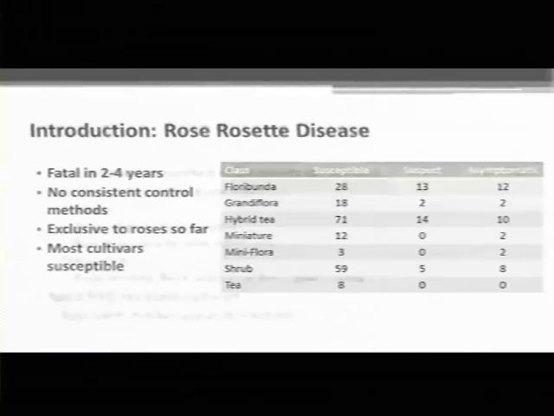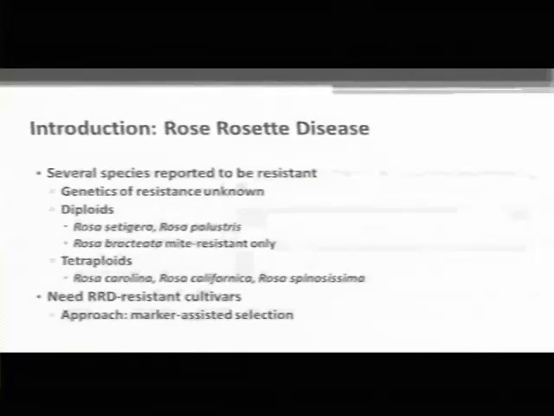On the plus side, though, we do have several species from those 140 members of the rose genus that are reported to be resistant. This is mostly based on grafting trials or inoculation with the mite. However, we don't know anything about the inheritance of this resistance.